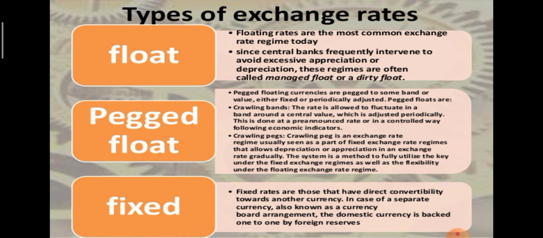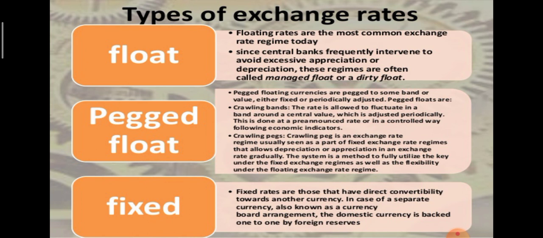Example of this: many European countries prior to the euro belonged to the exchange rate mechanism, or what we call the ERM. Each nation in the ERM sets its exchange rate to the DM. DM means Deutsche Mark, but allowed their exchange rate with the DM to fluctuate within an established band. And the last one is the fixed.